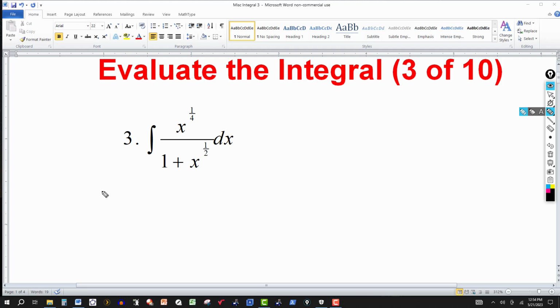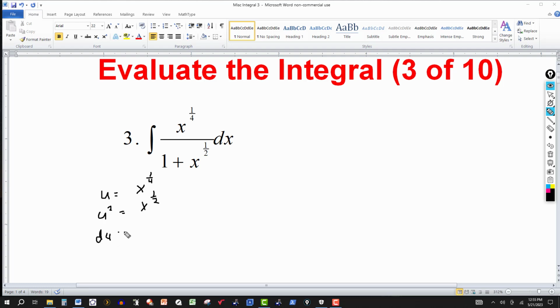What we can do here is let u equal, say, x to the 1/4 power. It's a common denominator of these two, 1/4 and 1/2, which is 4. So if I do this, then u squared, squaring both sides of this, will give me x to the 1/2. So u equals x to the 1/4, and if I square both sides, I get u squared is equal to x to the 1/2.